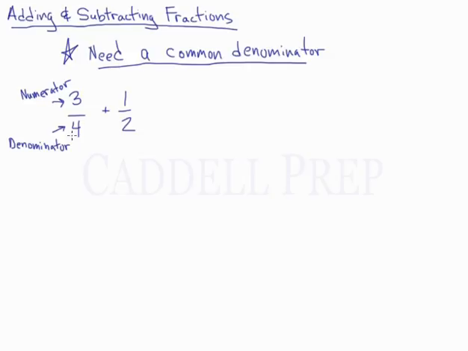We're not going to change the fraction. We're going to make equivalent fractions to what they already are. But they have to have the same denominator. Common denominator is really a common multiple.